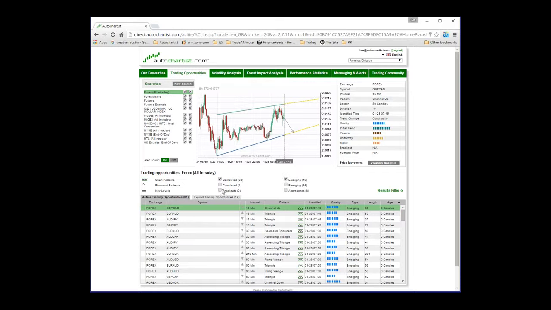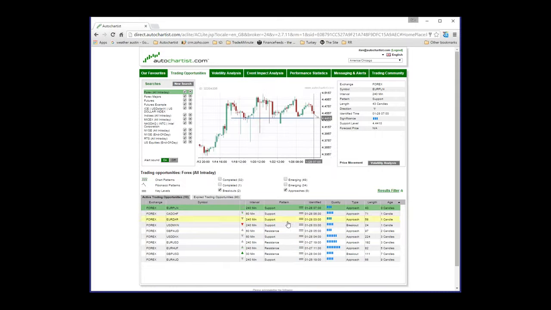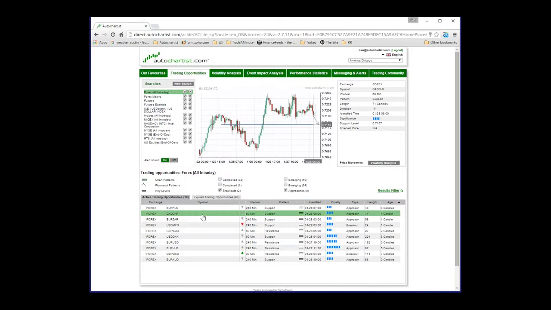So Autochartist caters for both. Similarly, if you're looking at the horizontal support or resistance levels, here is an example. Let me choose something a little bit more popular. Okay, here is an example of CAD Swiss franc. You can see that Autochartist did a very good job of identifying this support and resistance level.